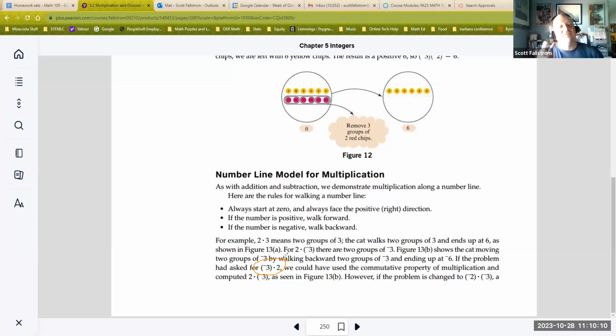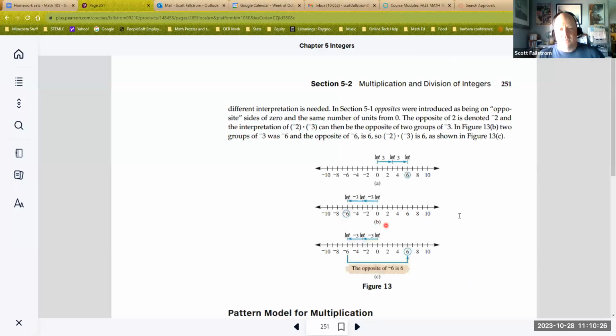So use the commutative property to rewrite it as 2 times -3, and then you can solve that problem. Which is correct. You can always use these properties. I prefer having a model that I don't have to kind of play games with. So I like the chip model a little bit better.